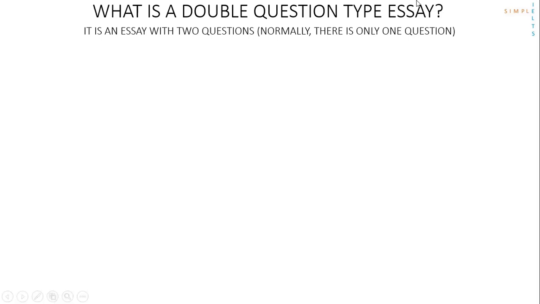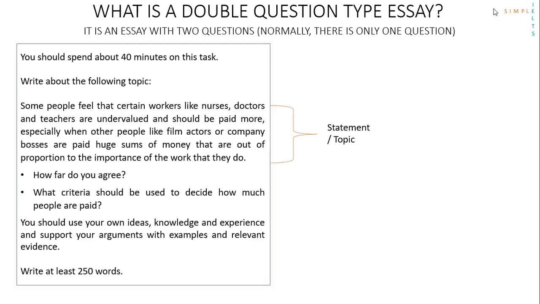So, essentially, it is an essay with two questions. Normally, in an IELTS Writing Task 2 essay, there's only one question. So this is an example of a double question type essay. First there's a statement or a topic about something, and then there are two questions that are related to the statement. For example, let me read it for you.